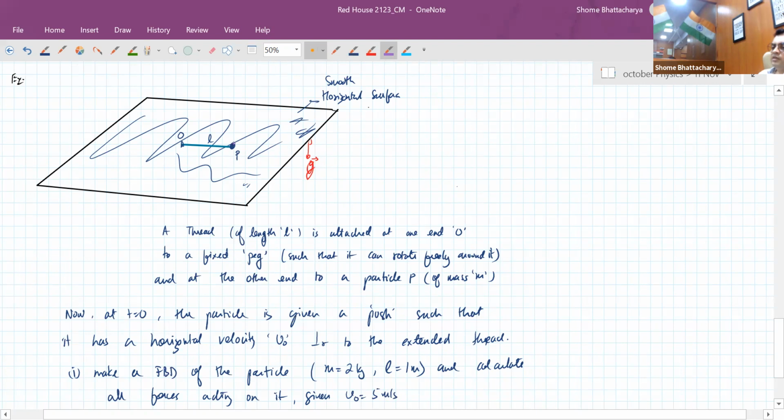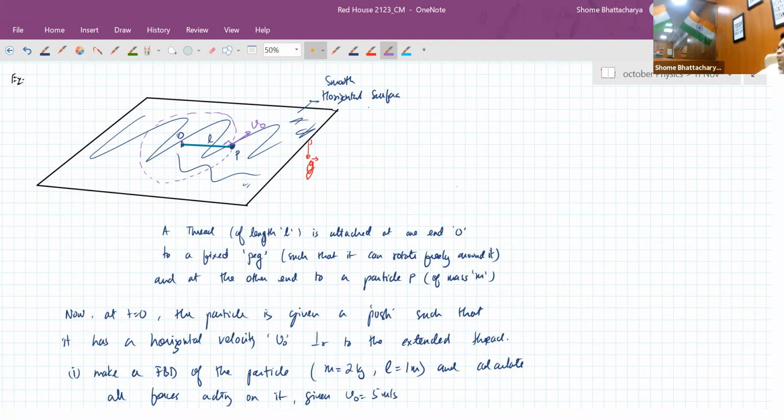We are giving the particle a velocity along that horizontal surface of V naught, perpendicular to the length of the thread, with the thread stretched. Because the thread is of fixed length, it will get tight or develop a tension the moment we give it the velocity V naught. And the thread will not allow the particle's distance to increase with respect to the origin. It will force the particle to move in such a path by continuously pulling it with some tension force.